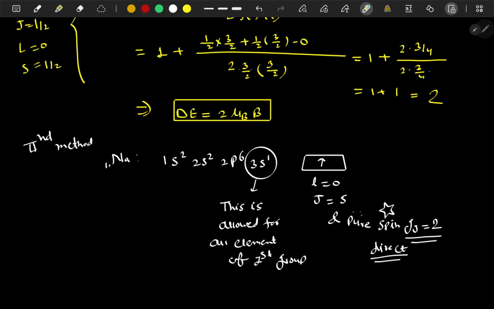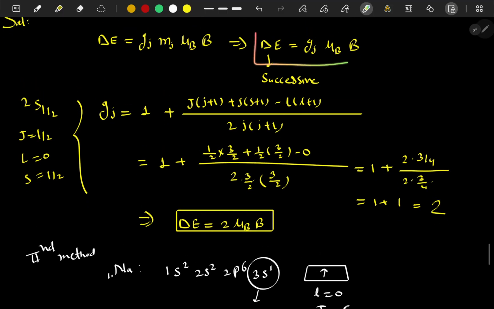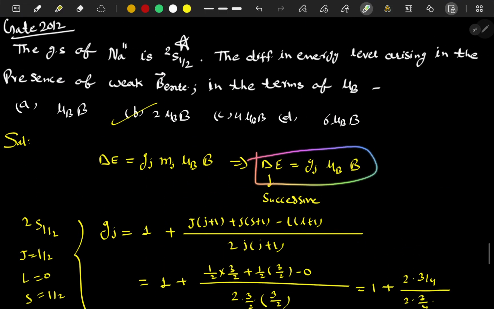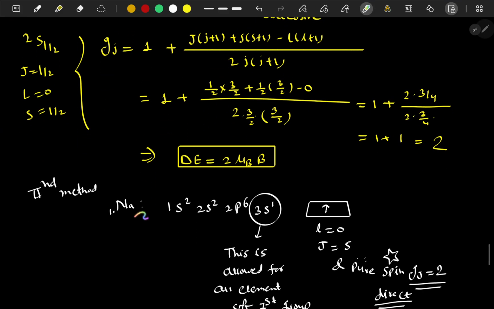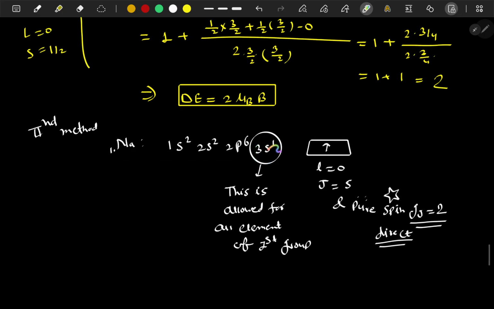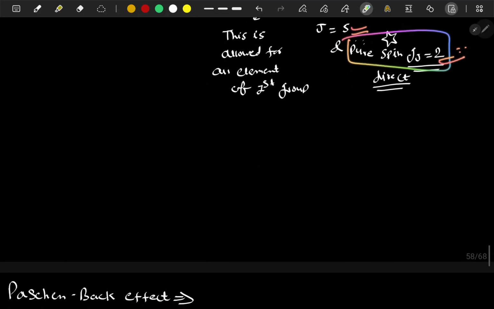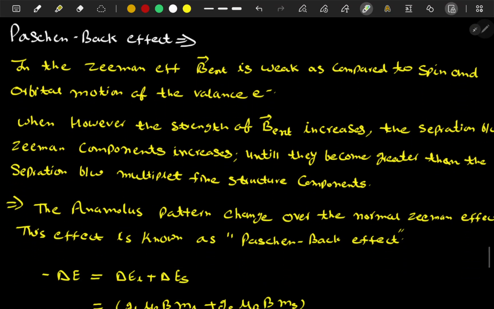Now we can do it directly. How will we calculate directly? Just remember this formula. We have to find the answer in mu B. So just calculate Gj. And how will we calculate Gj? We know sodium's electronic configuration is 3s1, and all the first group elements have configuration 3s, 5s, 4s. So one electron in s, so L equals 0, J will be S. So we are having pure spin. For pure spin nature, Gj is equal to Gs, which is equal to 2. And you can find the direct answer.